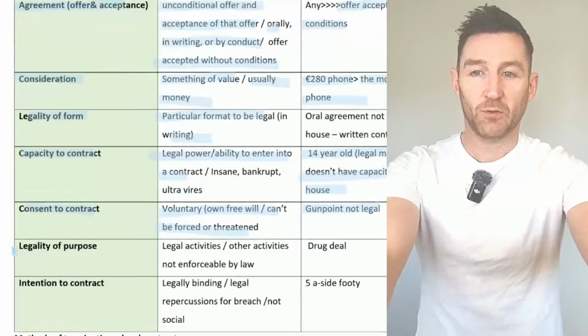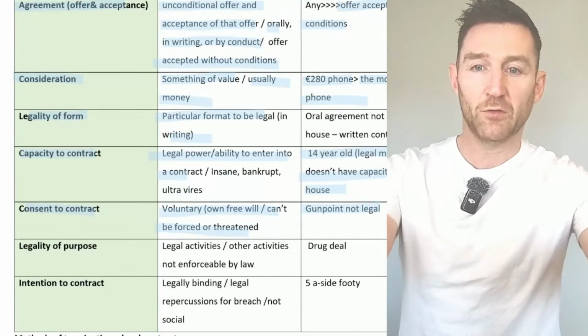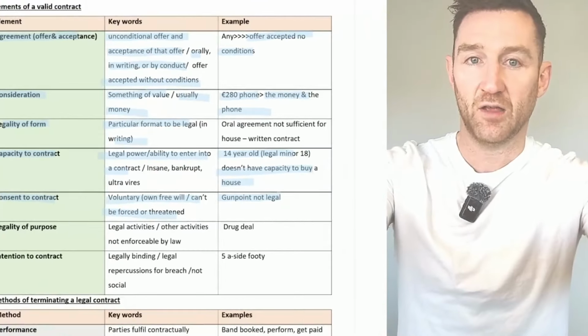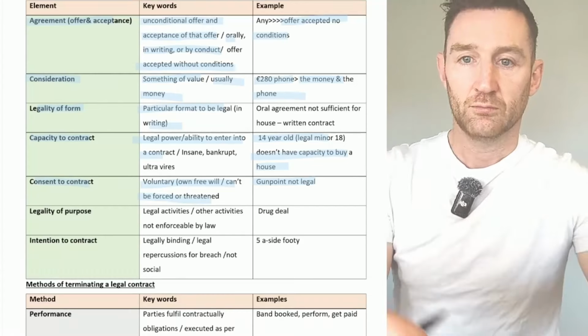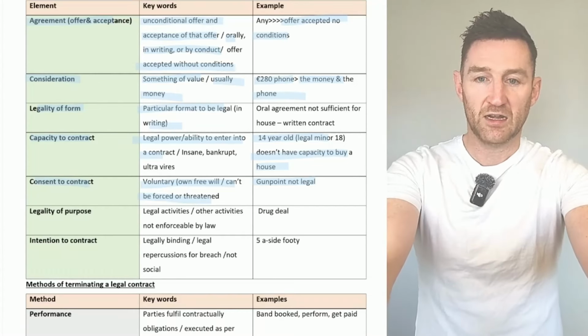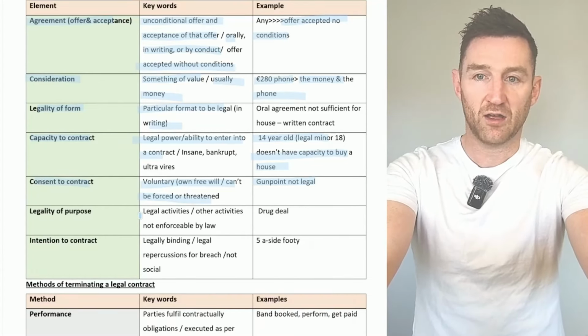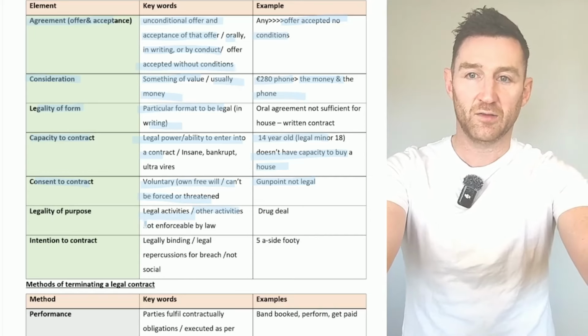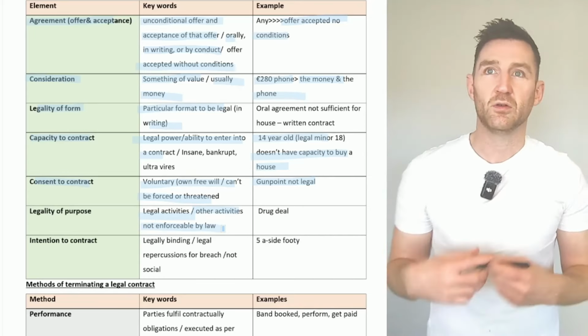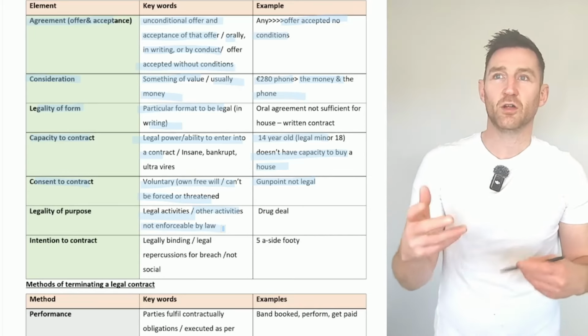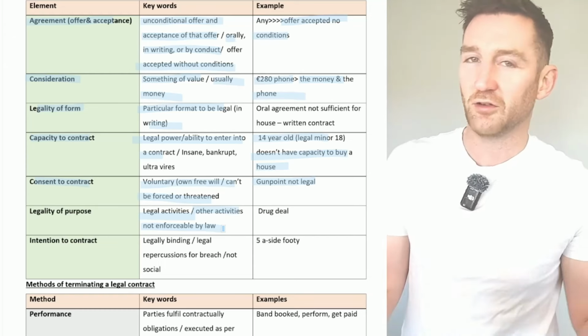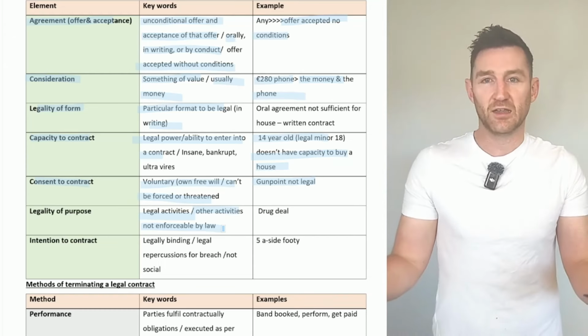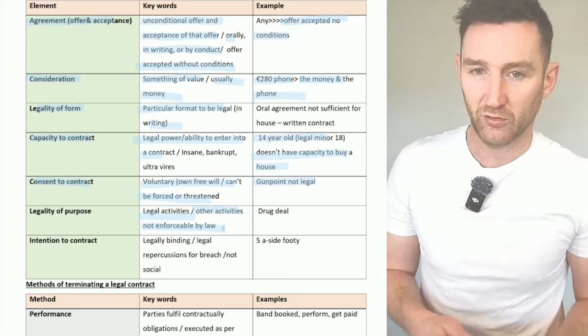Next one, legality of purpose. A contract has to be for legal purposes or legal activities only. So it has to be for legal activities only to be considered a valid contract. Any other activities are not enforceable by law. So if you want to rob a bank and your getaway driver doesn't show up, that's not a legal activity, so you can't take them to court.